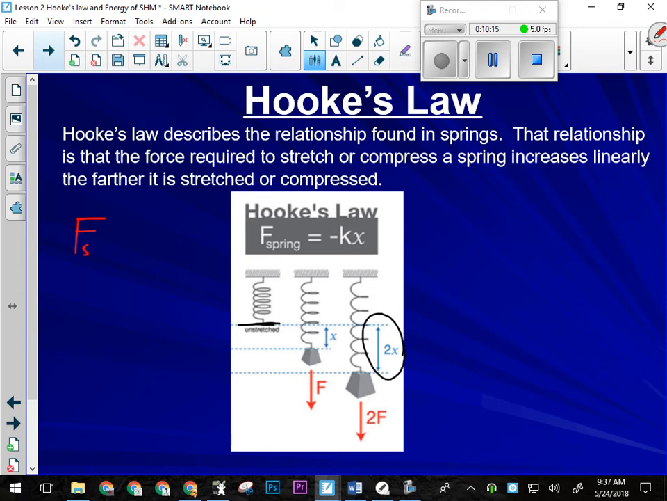The force in a spring is equal to negative k, the spring constant or the stiffness of the spring, times the displacement of the spring. Okay, that is, again, how far you've stretched it from its unstrained or equilibrium position. What's the negative for? Like, why do we have the negative in here?